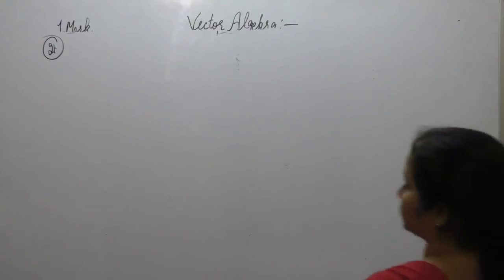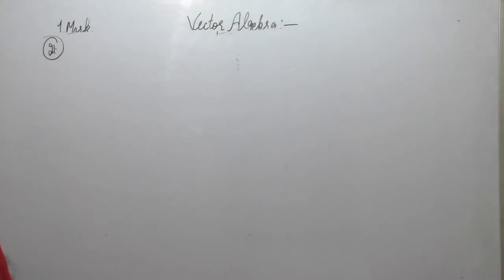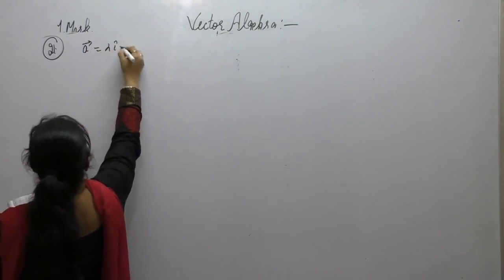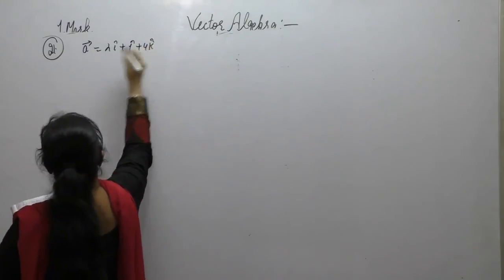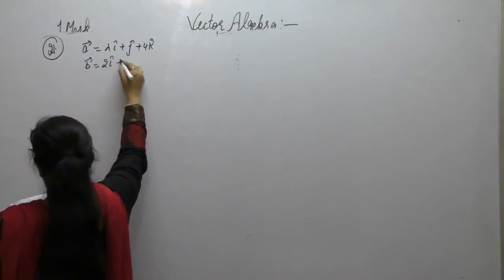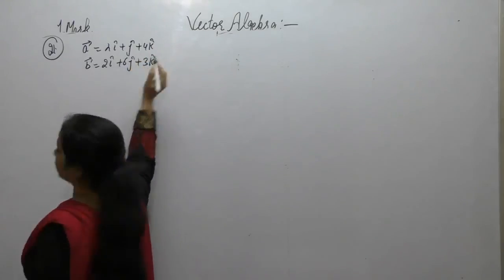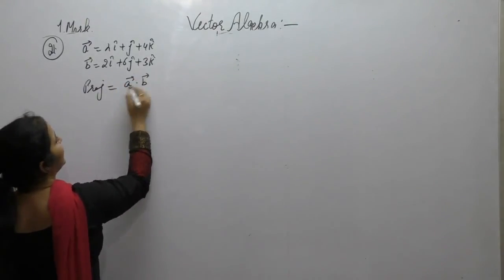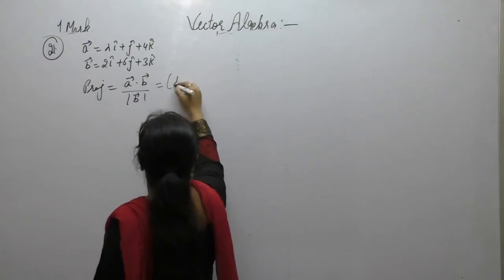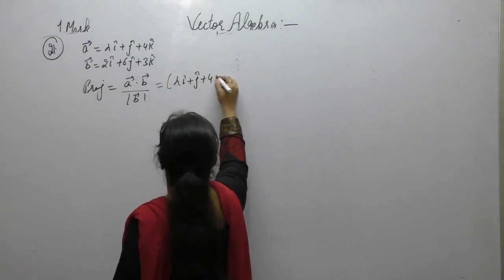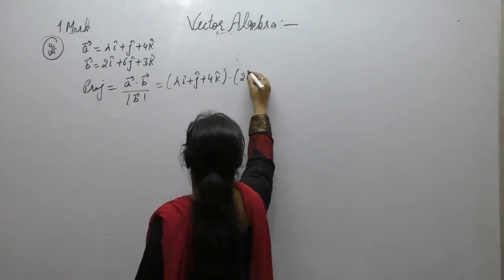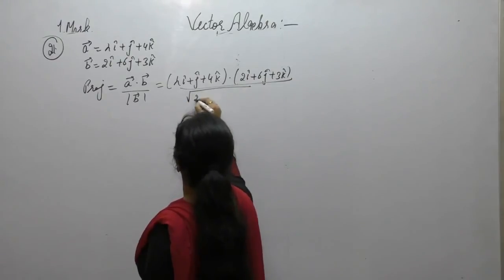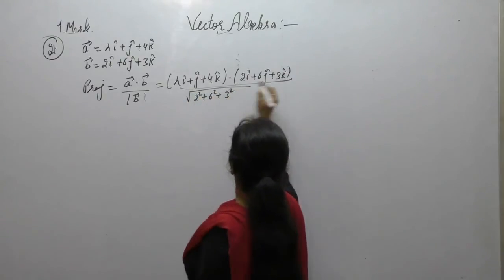Now the next question is question number 21. Find lambda when projection of A vector lambda i plus j plus 4k on B vector 2i plus 6j plus 3k is 4 units. Now projection of A vector on B vector is A dot B upon modulus of B vector: (lambda i plus j plus 4k cap) dot (2i plus 6j plus 3k cap) upon magnitude of B, square root of 2 square plus 6 square plus 3 square.